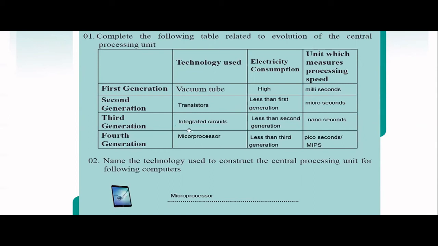In the third generation, they used integrated circuits, ICs. The power consumption is less than the second generation, and as the speed measuring unit, they used nanoseconds. In the fourth generation, they used microprocessors. Here electricity consumption is less than the third generation. And remember, we use picoseconds or millions of instructions per second to measure the processing speed.